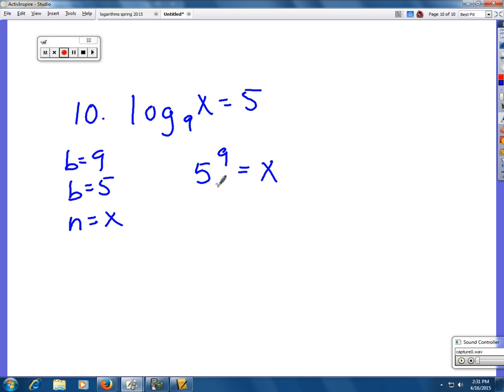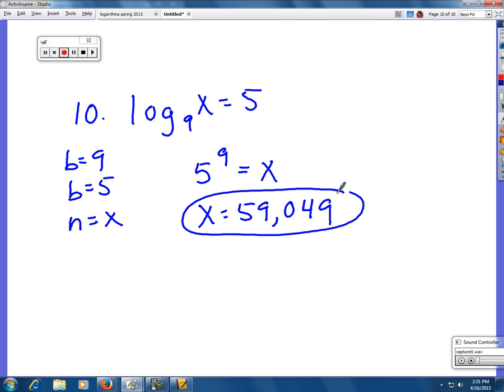And now I can just evaluate that exponent. So x is going to equal 59,049. So 59,049 would be your final answer. Make sure you check to make sure that keeps this a positive argument, which it does, so you're good.